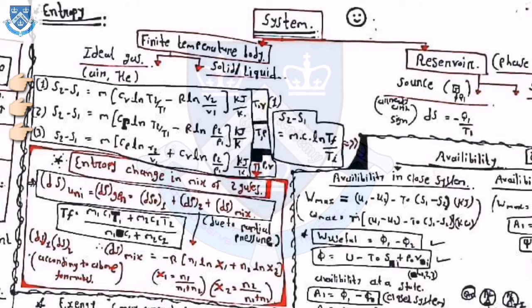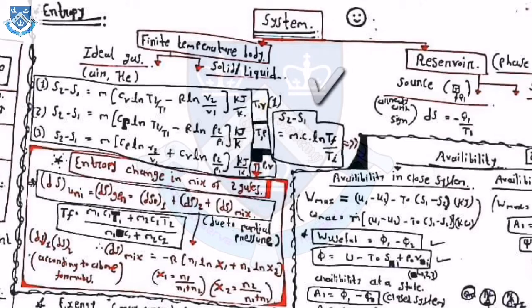Which is in the form of temperature and pressure. Then the third one is S2 minus S1 is equal to m into Cp ln V2 by V1 plus Cv ln P2 by P1, which is in the form of P and V. For remembering these equations, it is very simple: in the first two equations T2 by T1 is directly proportional to volume and pressure, meaning T2 by T1 and V2 by V1 are the same, but the sign between them is negative, and for the third one the sign is positive.